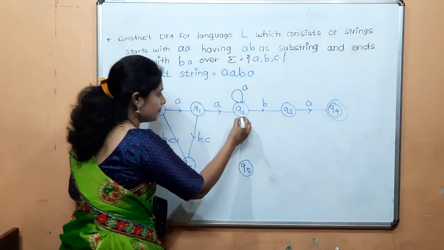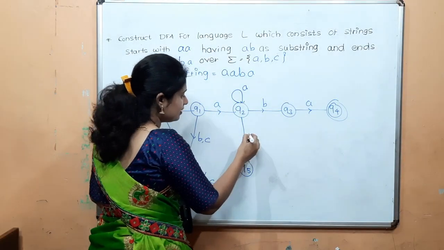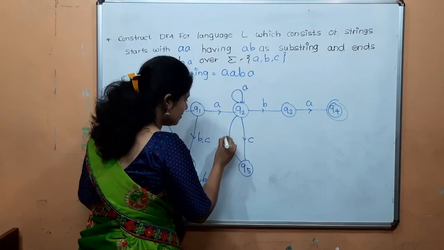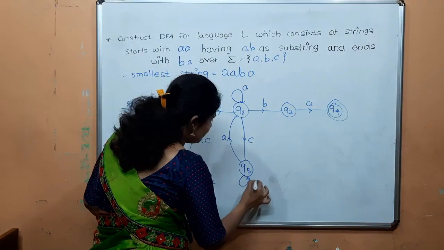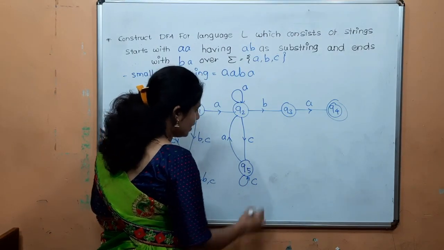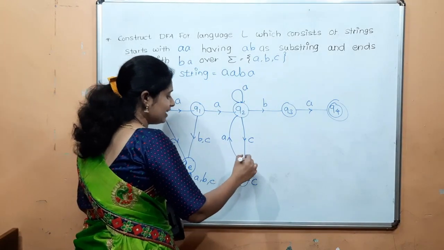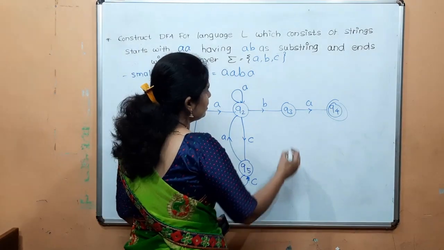So see here, after this AC will occur, C, then having what? AB, C, A, B. Okay, after this C, any number of C's can occur. We can still get the condition that A, B. Okay, then ends with what?